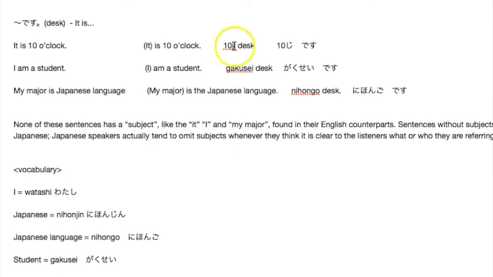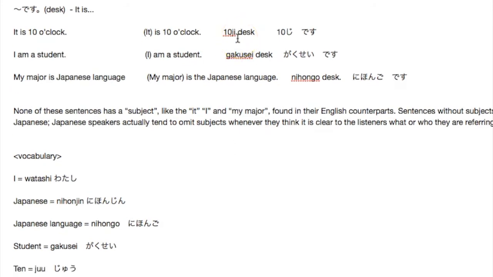So let's go over it. It is 10 o'clock. It's 10 o'clock. 10時です. I am a student. 学生です. My major is the Japanese language. 日本語です.